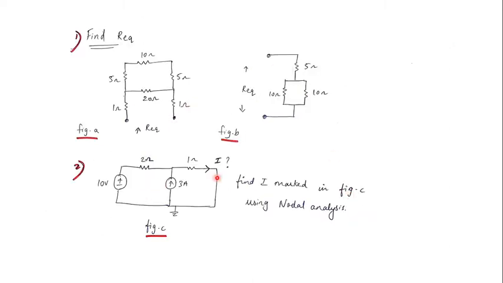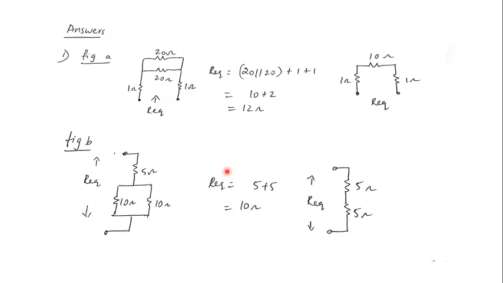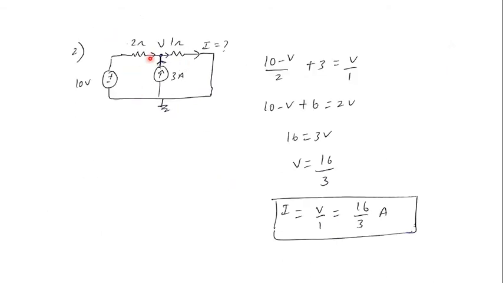Now let's see this current problem. Find I marked in the figure using nodal analysis. They have given the current I and its direction as well, so I don't have to assume any different direction, because it is flowing from the left to the right. I just need to find the magnitude of this I. We know nodal analysis, so let's do the nodal analysis for this circuit at this point and find the voltage V. I'm assuming the voltage at this nodal point as V.